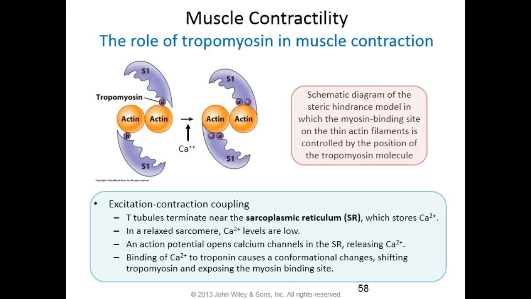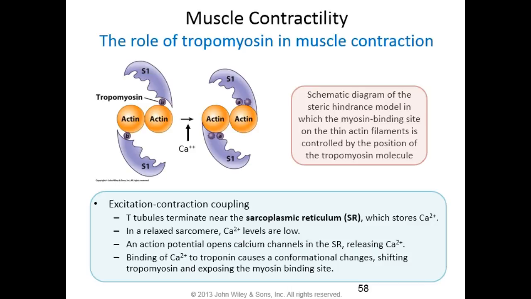At that point, contraction occurs, assuming ATP is available. Each troponin molecule controls the position of one tropomyosin molecule, which in turn controls the binding capacity of 7 adjacent actin monomers in a thin filament.